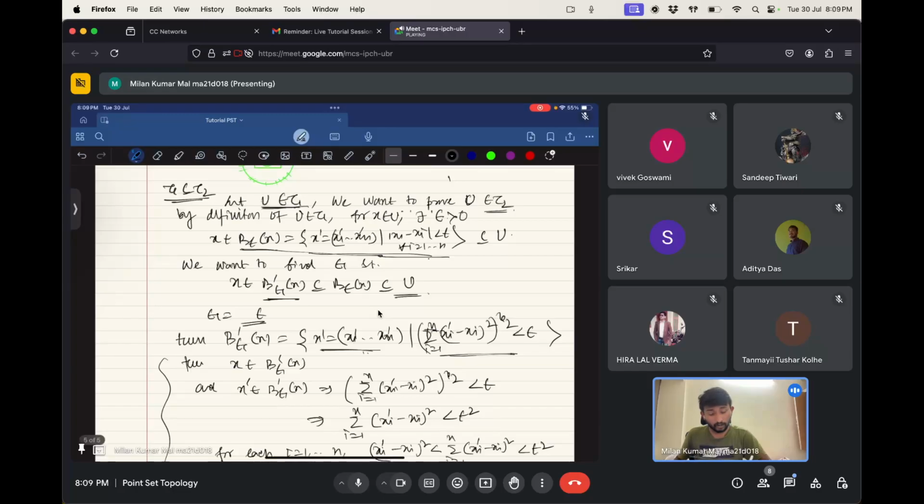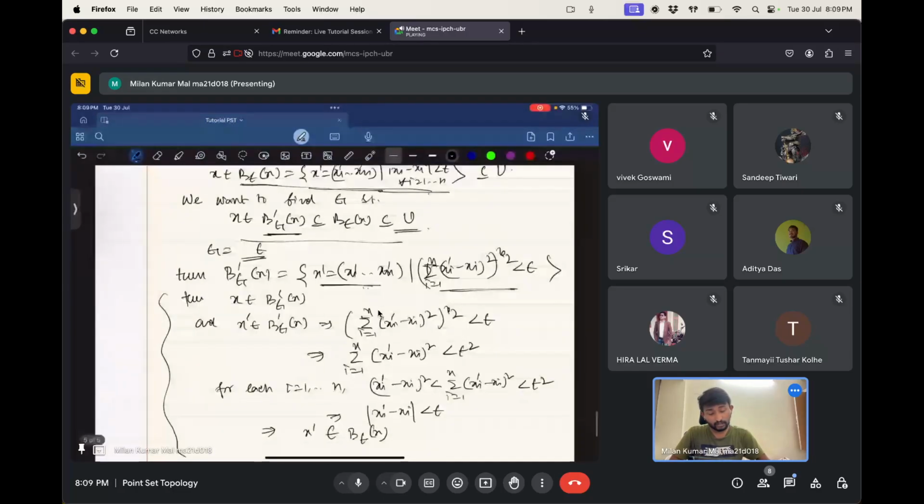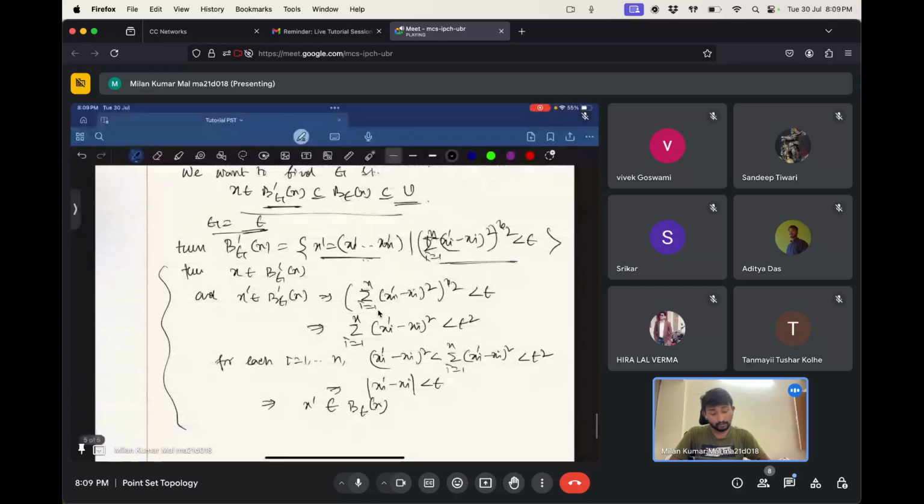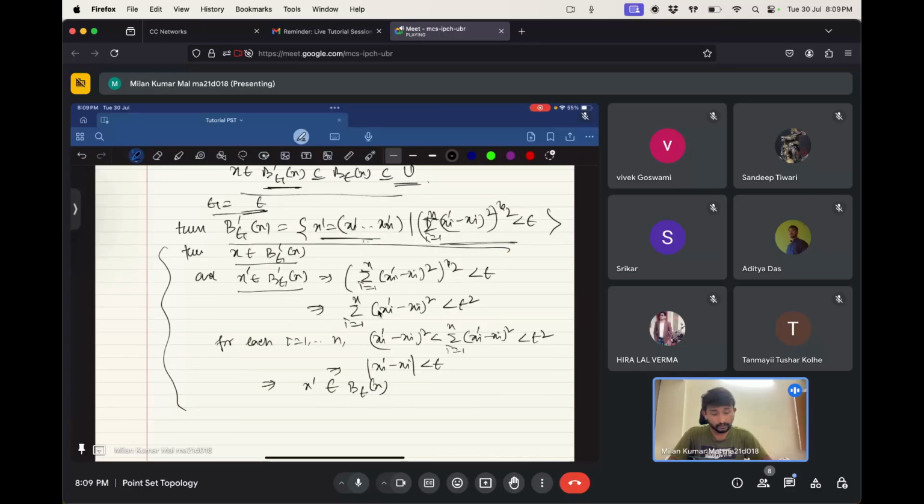Okay, now I want to find a B epsilon 1 of x which satisfies this. I am taking epsilon 1 as this. Then if B epsilon 1 is defined in this way, x belongs to B epsilon 1 automatically, and any other x dash which is in B epsilon 1 dash of x, like something like this way, that is, the summation of i equals 1 to n, xi dash minus xi squared, whole to the power half, less than epsilon.